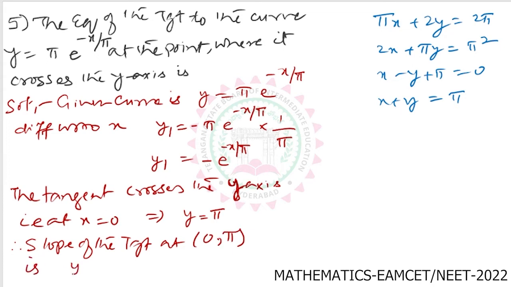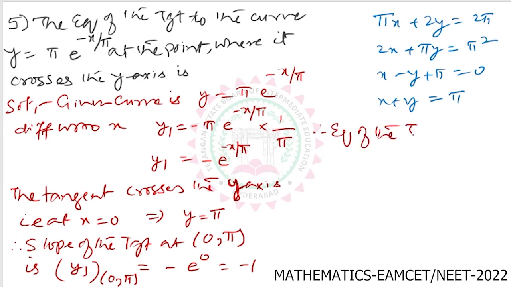substitute here y1 at the point (0, pi) is equal to minus of e power of 0. E power of 0 is equal to 1, that is equal to minus 1. So my slope is minus 1. At last, I have to find the equation of tangent. Therefore, equation of the tangent is, you know that y minus y1 is equal to m into x minus x1. What is your y1? Pi. What is m? Minus 1 into x minus x1.